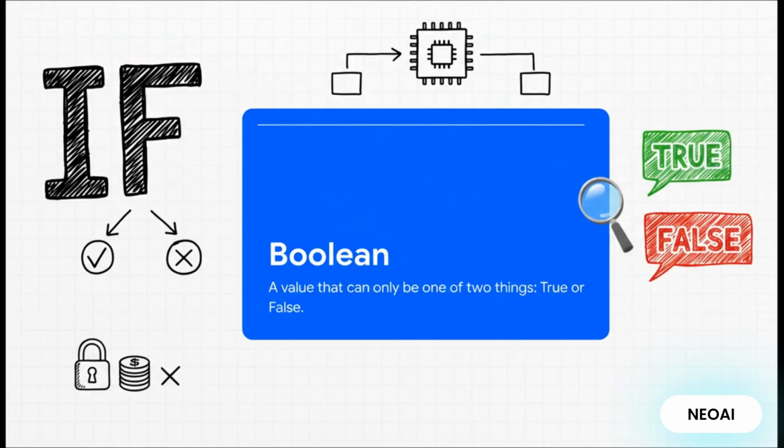So what powers that if statement? This little thing called a Boolean. And it is the simplest concept of all. A Boolean value can only be one of two things: true or false. That's it. There's no maybe, no kinda. Is the PIN correct? It's either true or false. Is the balance high enough? True or false? This simple binary choice is the engine behind all computer logic.